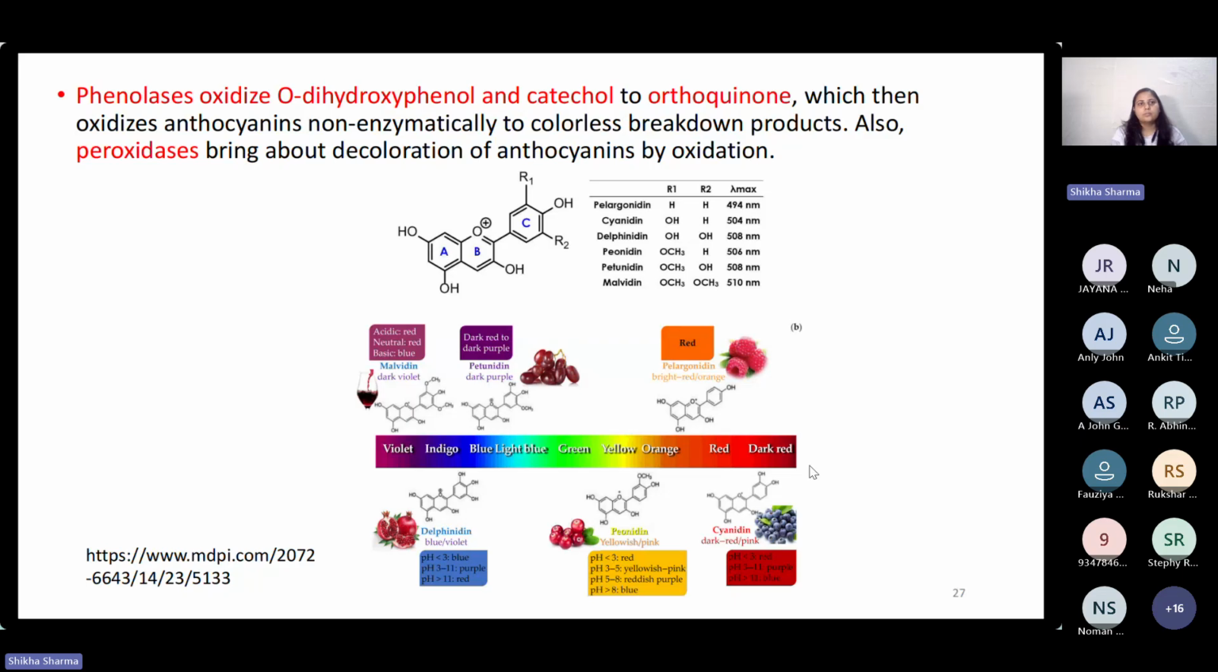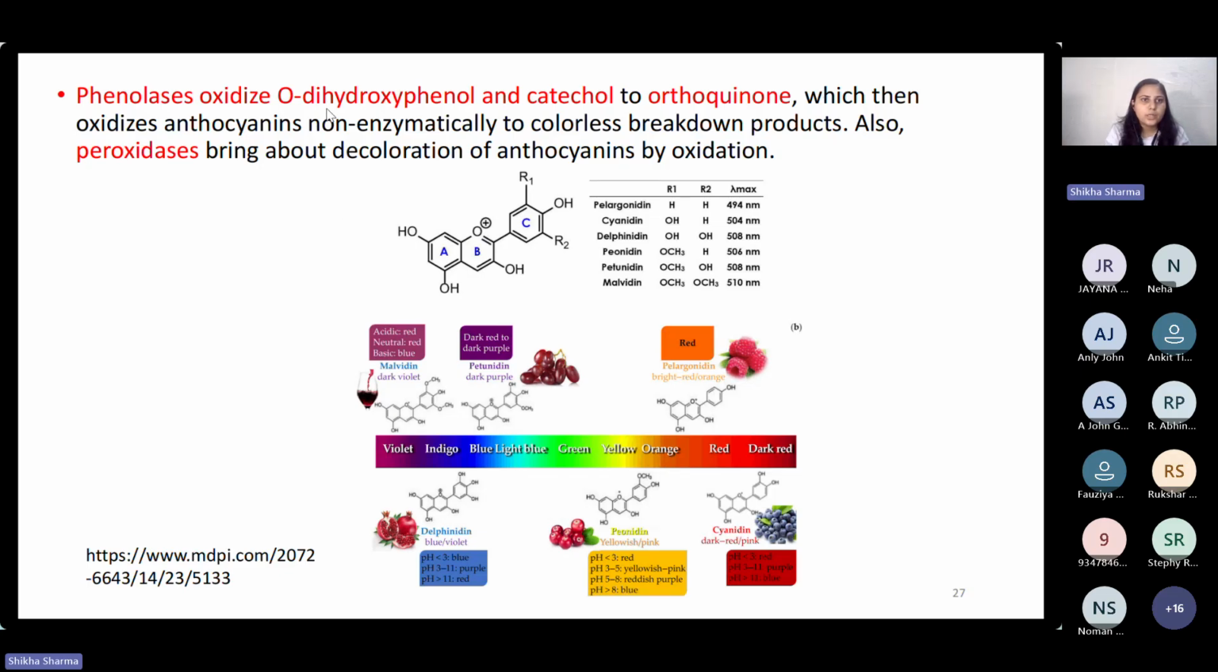So next is phenolase oxidize, basically. Because of the variation in the pH, this anthocyanin is of different colors. Different compounds come under this class, and they have different colors based on the compound name.